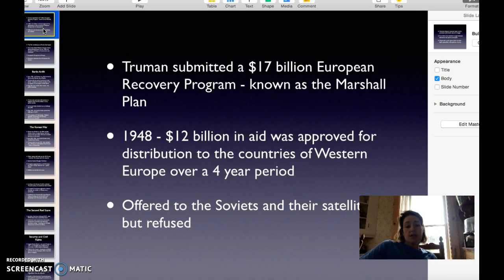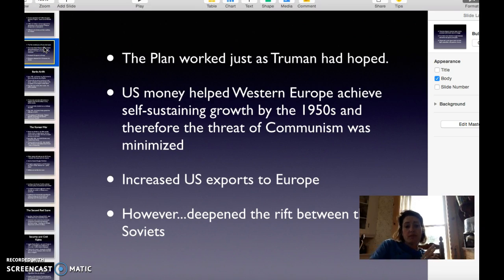Truman submitted a $17 billion European recovery program, which obviously becomes known as the Marshall Plan. In '48, $12 billion in aid was approved for distribution to the countries of Western Europe, which would be done over a 4-year period. It was offered to the Soviets and the satellites, but obviously they refused. The plan worked just as Truman had hoped.